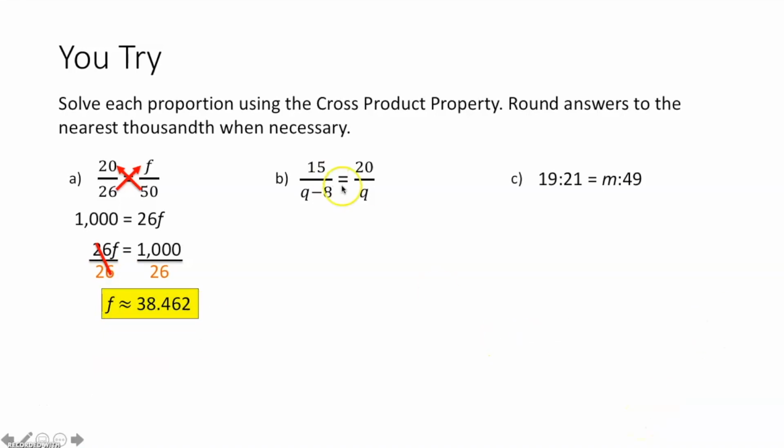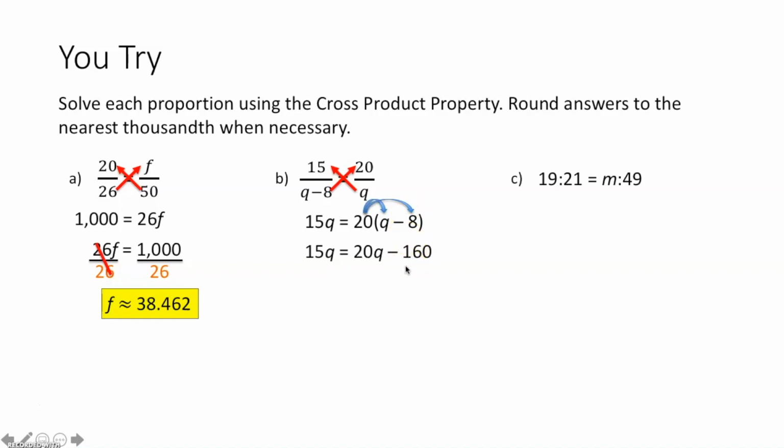Part B, we're again using the cross product property. So we're going to multiply q times 15 and set it equal to the quantity q minus 8 times 20. So now that we've done that, we simplify, move, solve. Can we simplify this side? No. What about this side? Yes. Not inside the parentheses, but we can distribute this 20 to the q and to the negative 8. So we end up getting 15q is equal to 20 times q, which is 20q, minus 20 times 8, which is going to be 160.